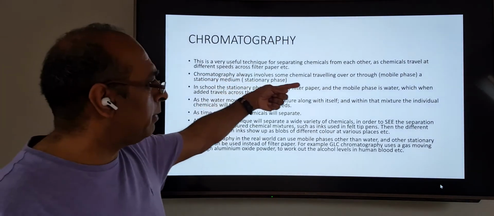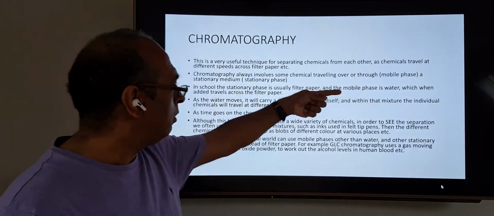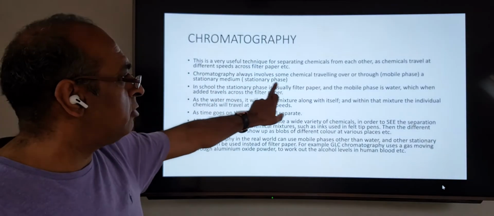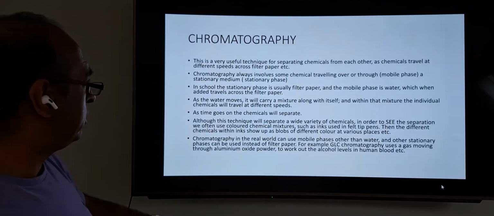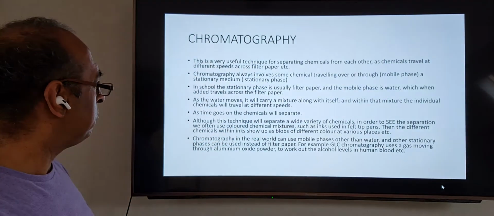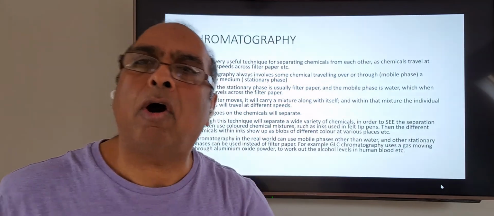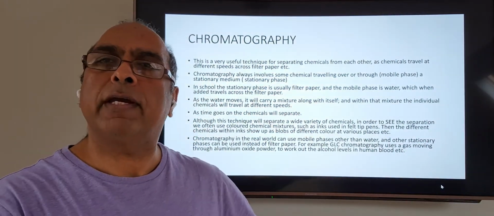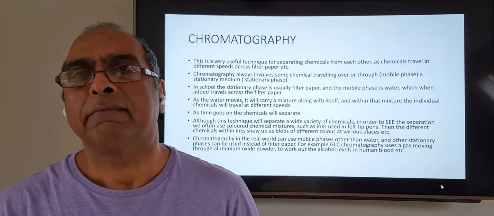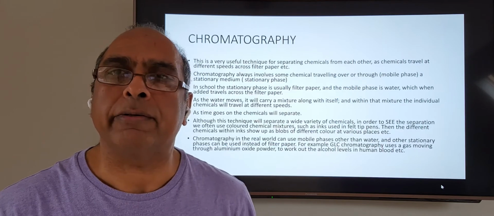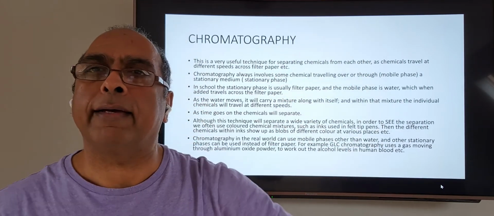Chromatography involves some chemical travelling over or through a stationary medium, a stationary phase. So travelling with a mobile phase through a stationary medium. So it's like water travelling over filter paper. Water is moving, the filter paper is not. Every chromatography involves that type of situation. And then you spot chemicals on there, and then the chemicals go with the mobile phase.